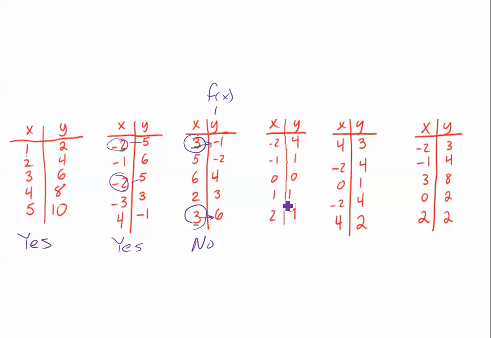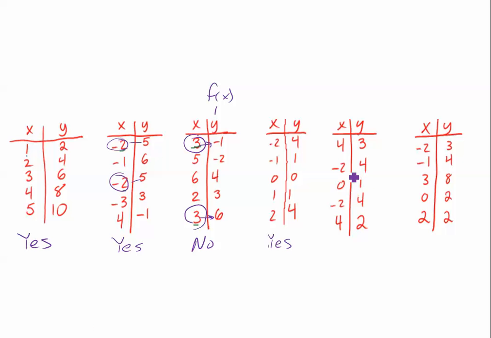All right, how about this one? Now, some students get confused. They say, well, there's 2 4's and it has different values. That doesn't matter. We're looking at the x values. The x values never repeat, and so they don't give us conflicting outputs. And so this is okay. Yes, that is a function.